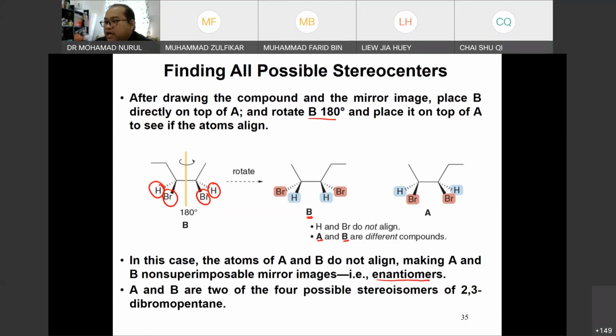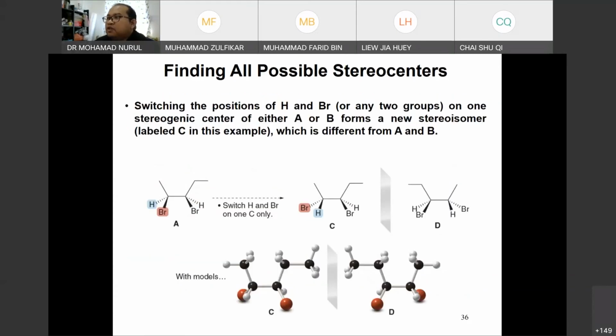So A and B are two of the four possible stereoisomers of 2,3-dibromopentane. It means we have already drawn two. There are another two. So switch the positions of H and bromine on any two groups. In this case, they decide to change these positions. Just change directly: bromine becomes at the front, bromine becomes at the back, protons become at the front. And switch the positions, and we declare this compound as C.